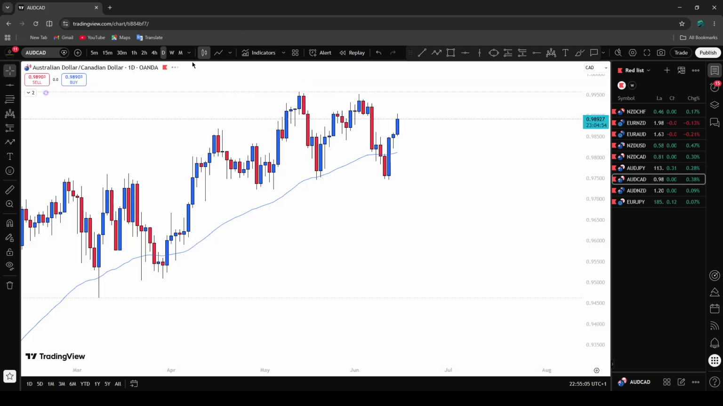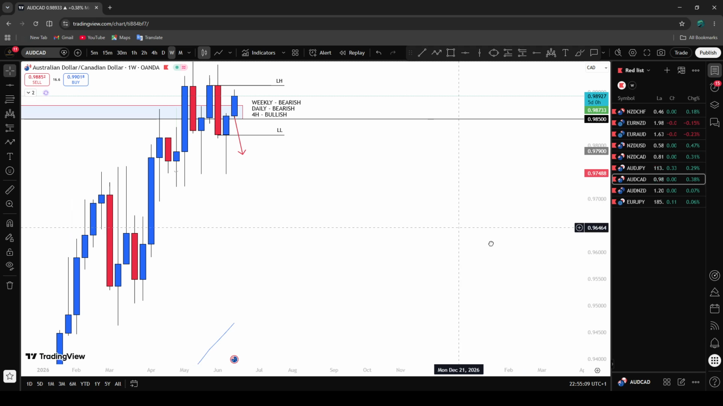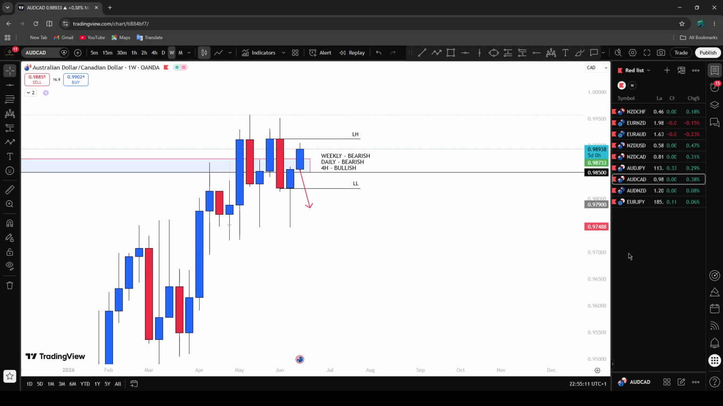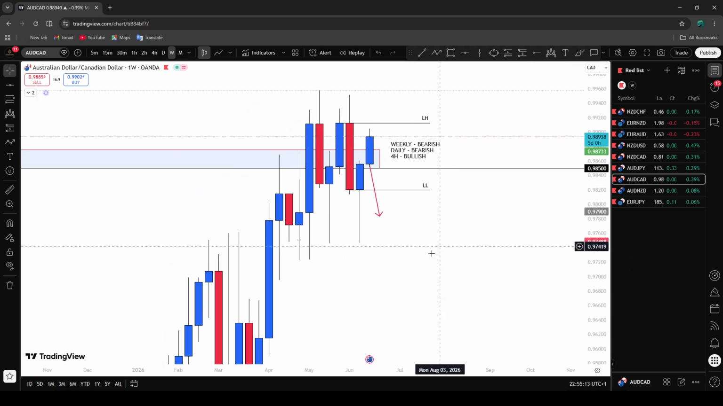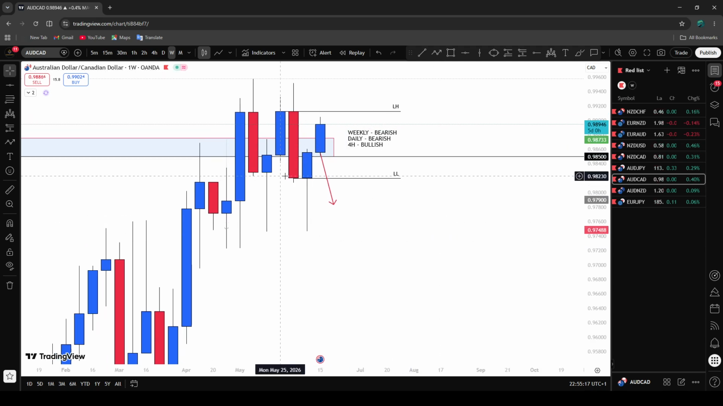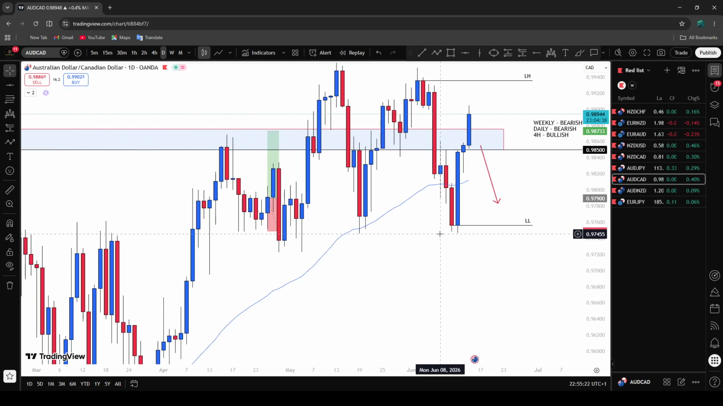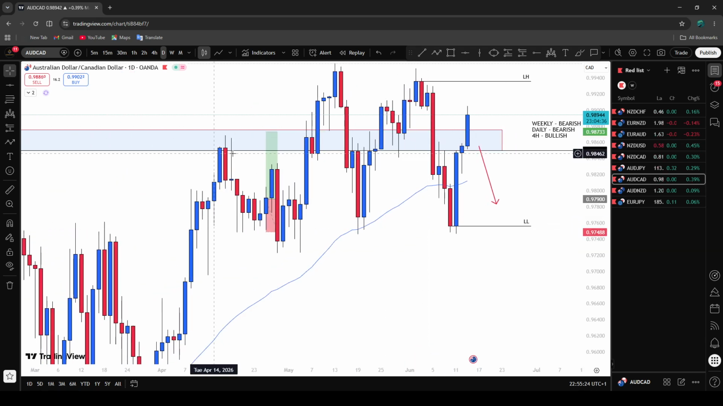So AUD-CAD, I actually analyzed this before market open, immediately market open. But my bias still remained the same. We are bearish on the weekly time frame. On the daily time frame we are also bearish. So this is a very strong area of interest. This is rejection 1, so rejection 2.